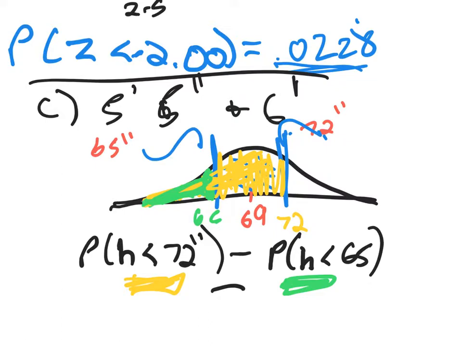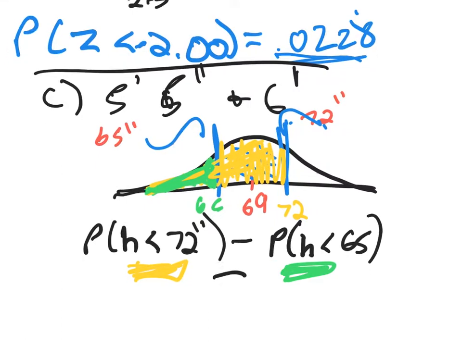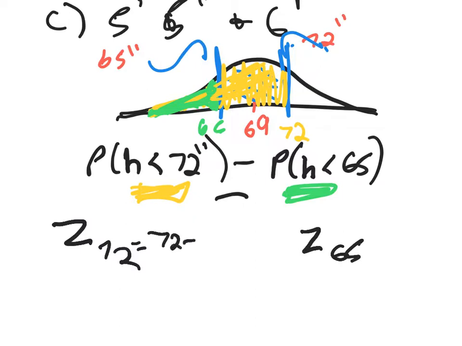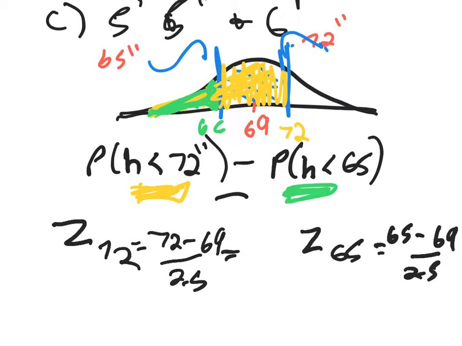Okay? That's the concept. So to do this, I need two z-scores. I need the z at 72, then I need the z at 65. You should be able to get this quick, faster than I can get it done. 72 minus 69 divided by 2.5 gets a z-score, and 65 minus 69 divided by 2.5 gets a z-score. Somebody please tell me what the first one is.